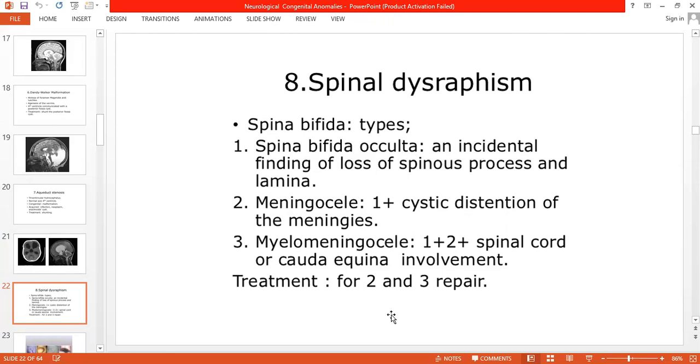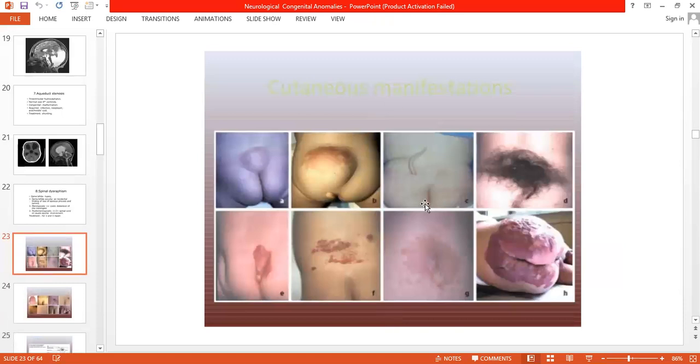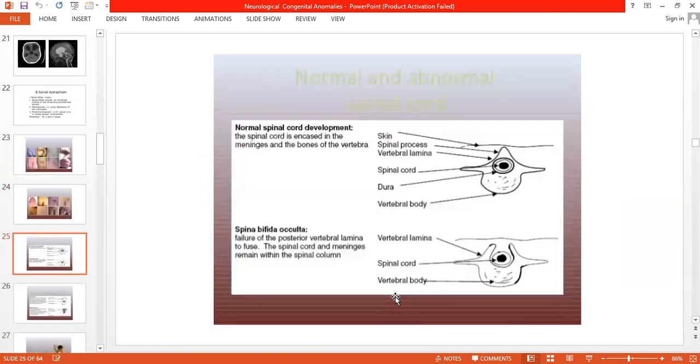Types 2 and 3 usually require surgical repair. Different appearances of myelomeningocele: the skin covered but swelling is there, skin pigmentation, tubular structure appearing on the skin, excessive hair appearance at the level of malformation, hemangiomas, etc. So we don't need to go into it.